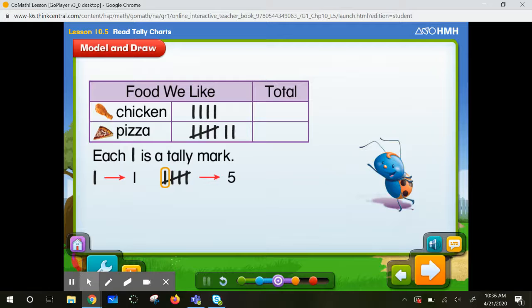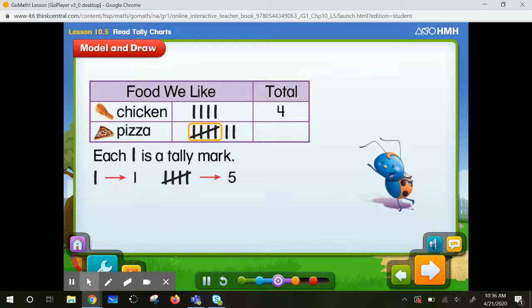1, 2, 3, 4, 5. Let's count the tally marks in the chart for the children that chose chicken. 1, 2, 3, 4. How many children chose chicken? 4 children chose chicken. Now let's count the tally marks in the chart for the children that chose pizza.